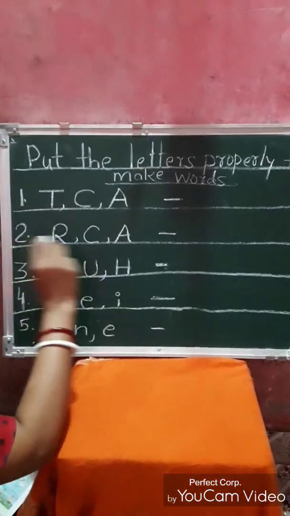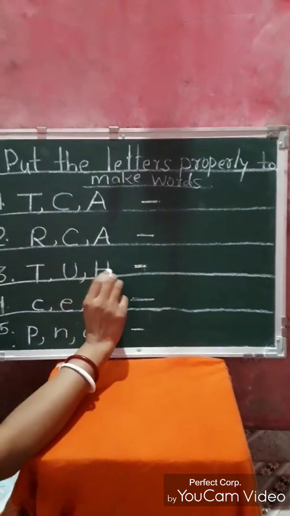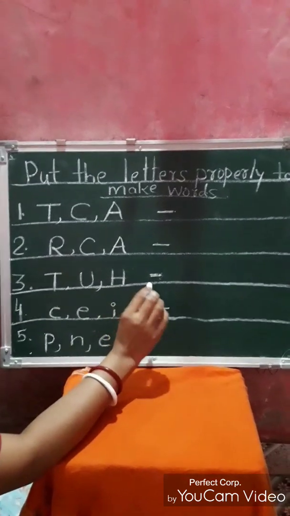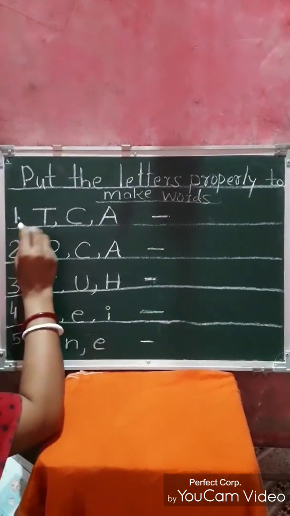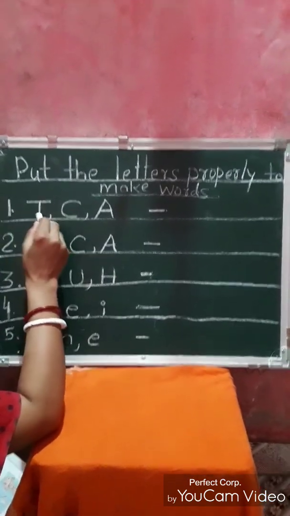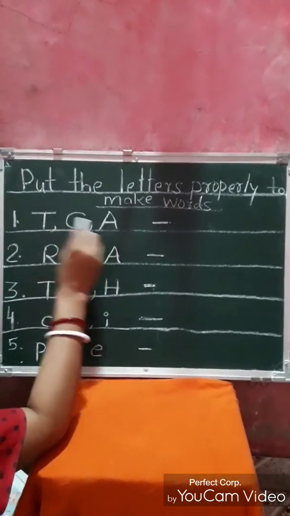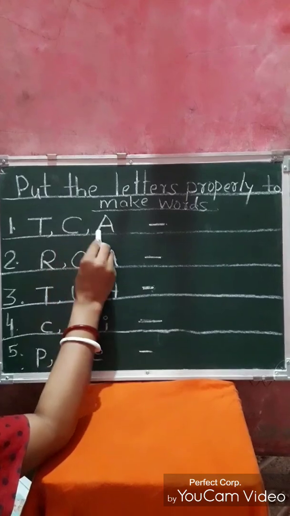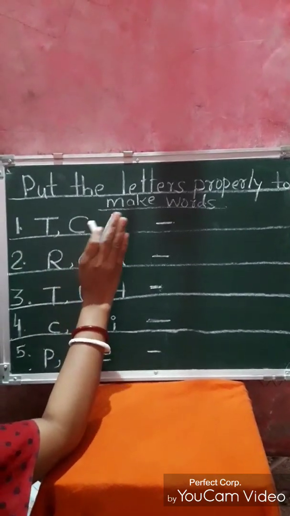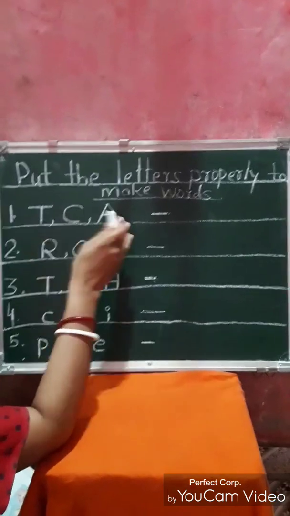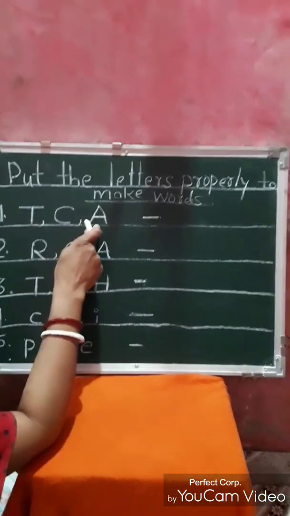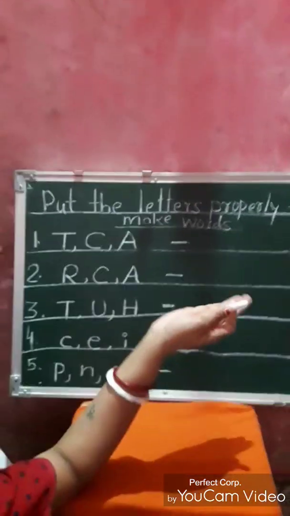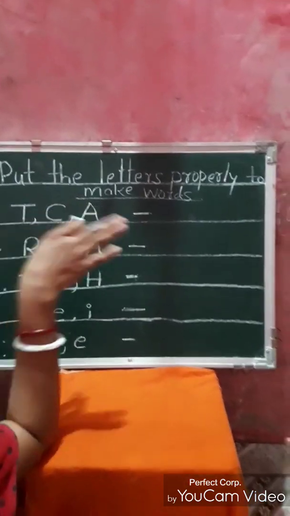We clear our concept with the help of these examples by taking them one by one. First of all, we go with number 1. Here the letters are T, C, A. These are all in capital form, but T, C, A separately do not have any meaning. But when we put these letters together in a proper way, then we will get a word that has meaning.